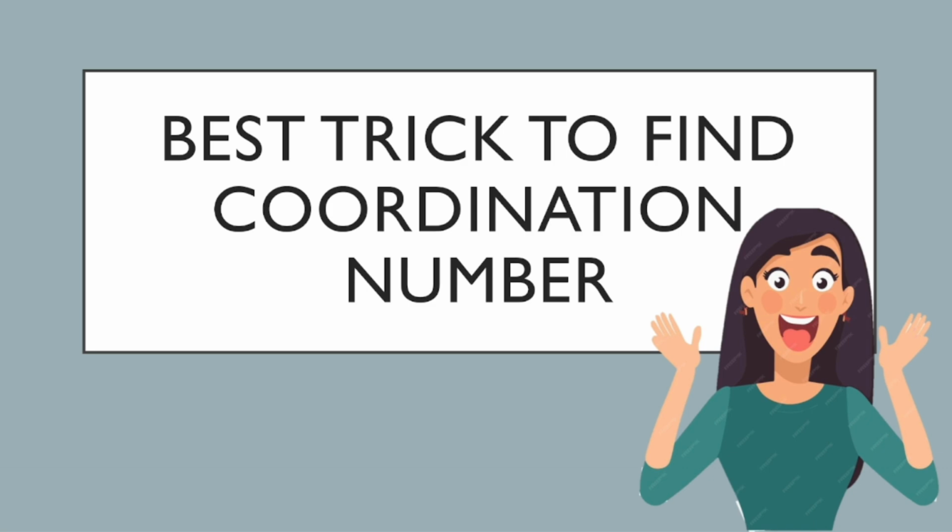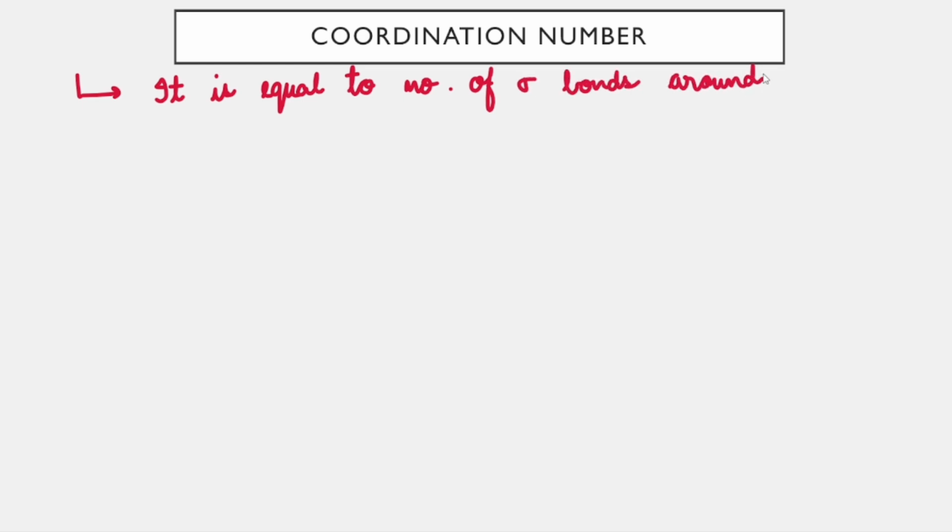As we know, coordination number tells us how many atoms are directly bonded to the central metal ion. So the coordination number will always be equal to the number of sigma bonds around the central atom.